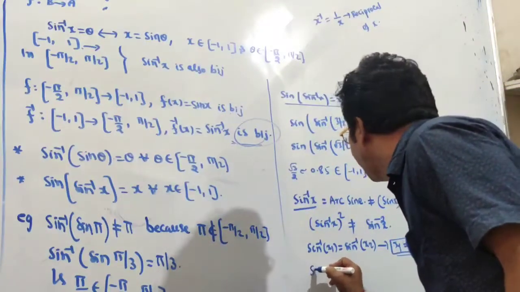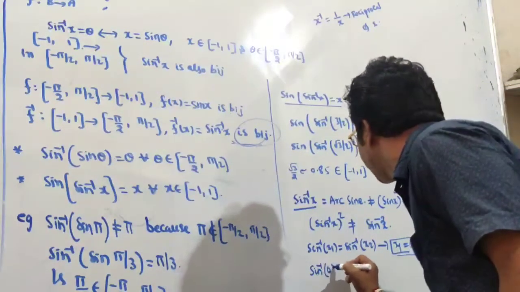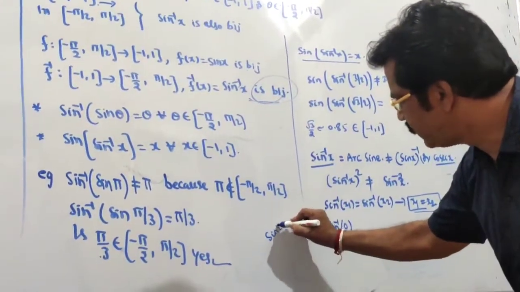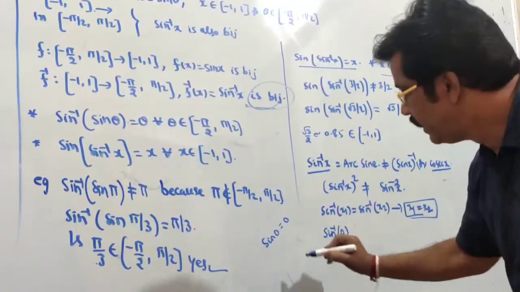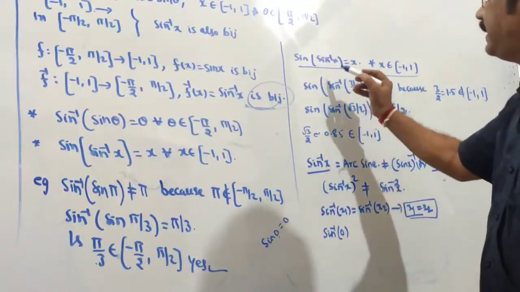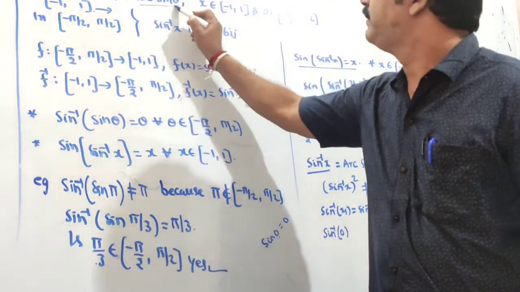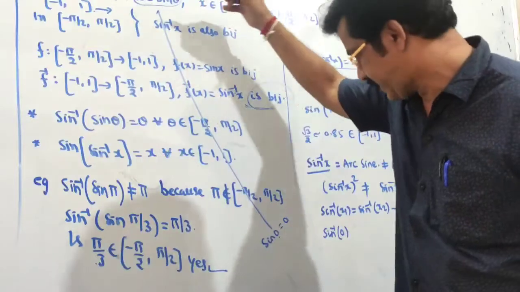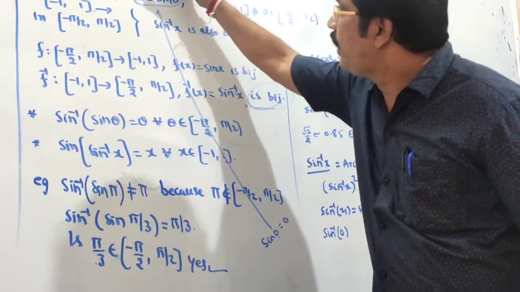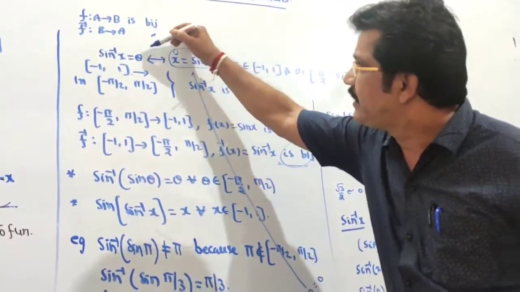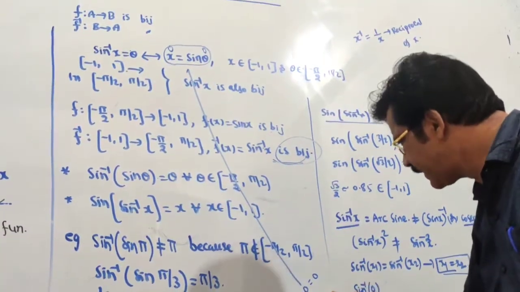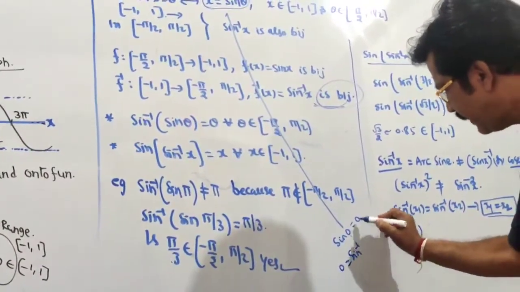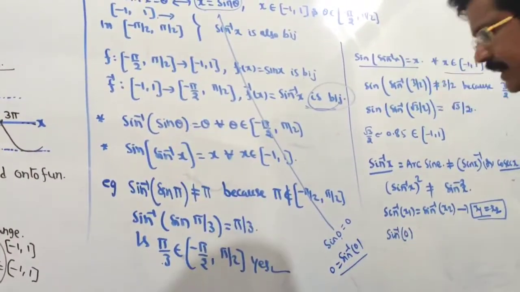For example, find the value of sin inverse of 0. Here sin 0 degrees is equal to 0, which means it is in the form sin theta equals x, where theta is equal to 0 and x is 0. Then we can write 0 is equal to sin inverse of 0. We can write like that.